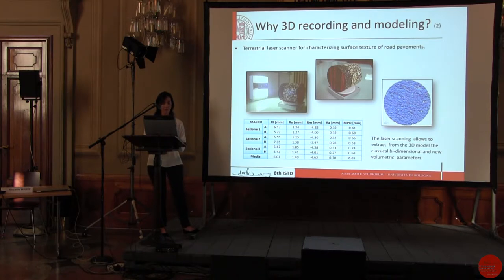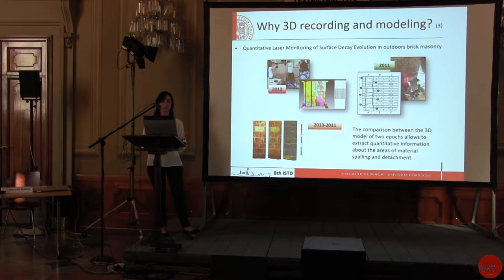Nowadays, we also have instruments with submillimetric accuracy that permit to study, for example, the microgeometry of the surface of road pavements, or, for example, the comparison between the 3D model of two different epochs allows to derive metric quantitative information about the decay evolution in, for example, this is our application, outdoors brick masonry.